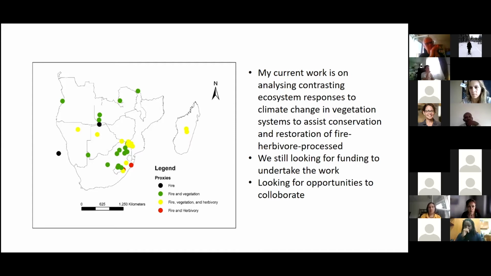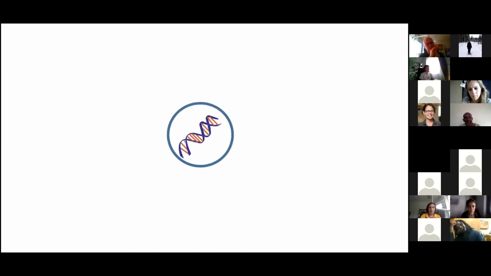At the moment, we're still looking for funding to do the work, and in future we'd like to collaborate with people who are working on ancient DNA. So where do we see DNA fitting in?